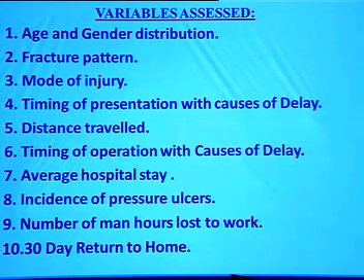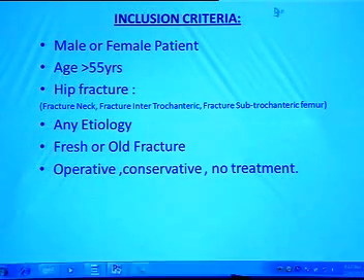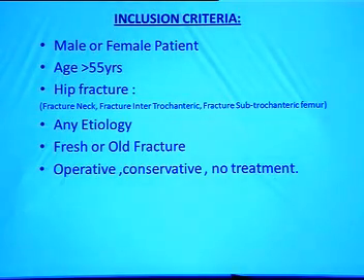distance traveled, timing of operation with causes of delay, average hospital stay, incidence of pressure ulcers, man hours lost to work, and 30-day return to home. Inclusion criteria: male and female patients, more than 55 years of age, hip fractures, fracture neck, intertrochanteric or subtrochanteric fractures, any etiology, fresh or old fractures, operative, conservative, or no treatment.